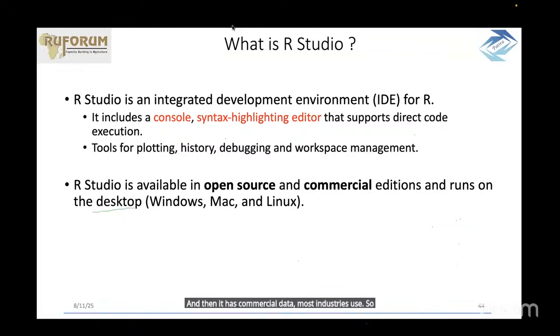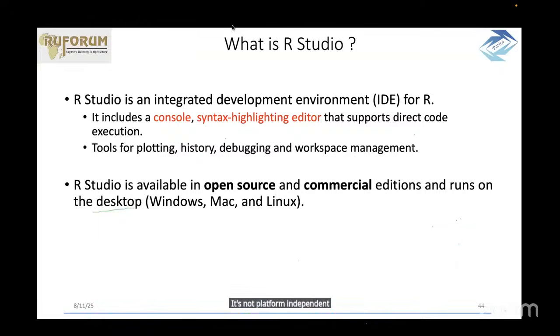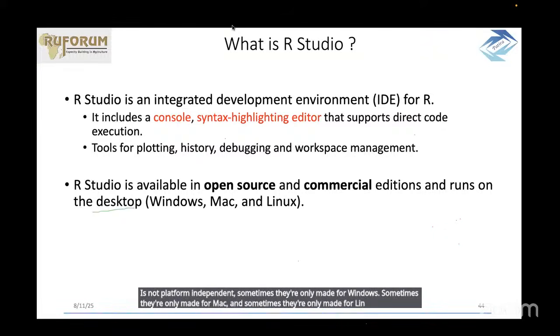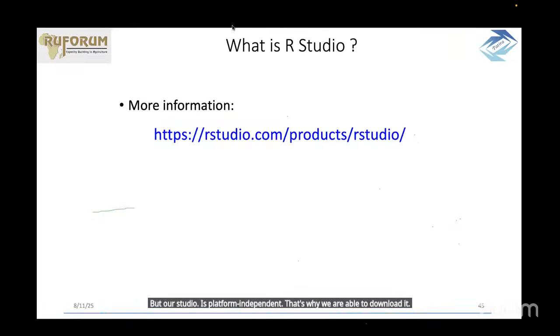Another thing with RStudio is it's platform independent. What does that mean? That means you can run it on Windows, you can run it on Mac, and you can run it on Linux. We have some other software that is not platform independent. Sometimes they're only made for Windows, sometimes only for Mac, and sometimes only for Linux. But RStudio is platform independent. That's why we are able to download it, okay? So if you want more information about RStudio, you can get it from this website, since we're going to share the notes.